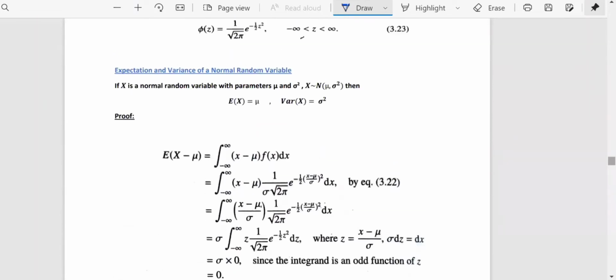Now let's talk about expectation and variance of a normal random variable. If x is a normal random variable with parameters mean mu and variance sigma square, then expectation of x, or mean of the normal random variable, is the parameter mu and variance is sigma square. Now let's see how to get this.